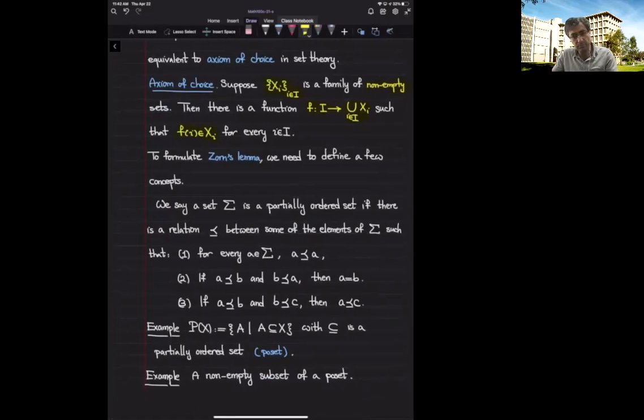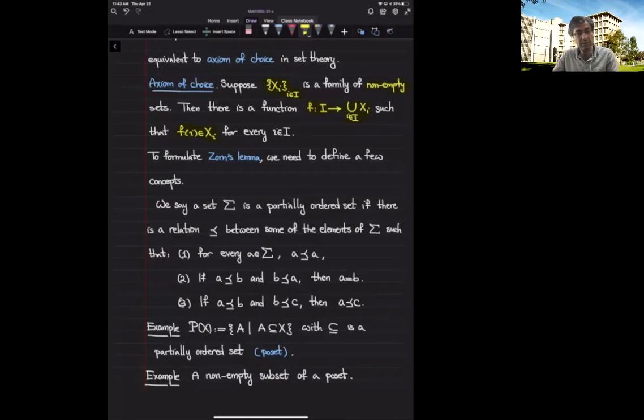In order to formulate Zorn's lemma, I need to define partially ordered sets. What is an upper bound of a subset of a partially ordered set? What is a chain inside a partially ordered set? And what is a maximal element of a partially ordered set? So after we define these concepts, we can formulate Zorn's lemma.